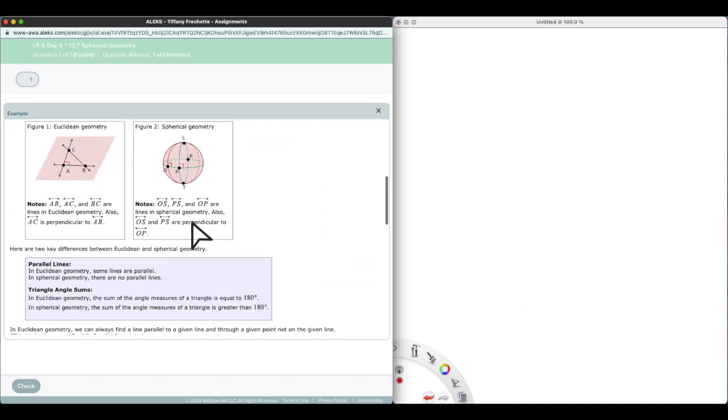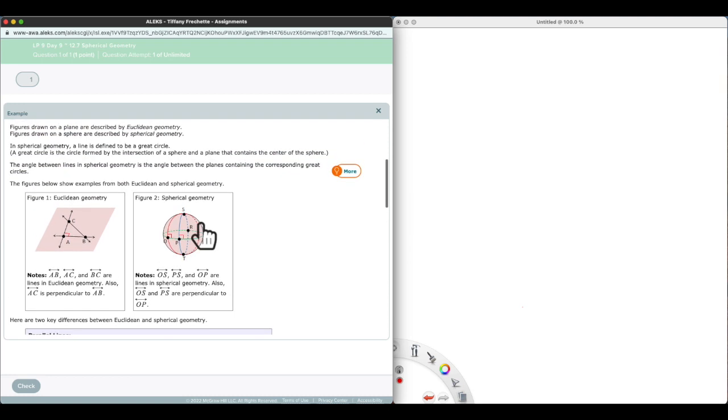So we definitely want to have this background information. So in spherical geometry, a line is defined to be a great circle. So we can kind of see it's going around in a circle, or we can see the blue or the red line. So they're kind of going around and they meet back from one end to the other.